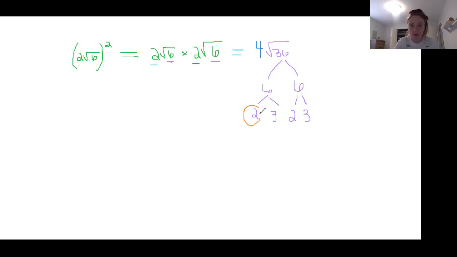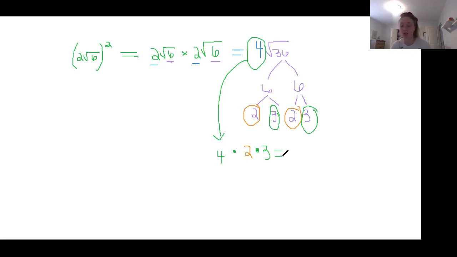I get 2 2's, so I can take a 2 out. I get 2 3's as well, 3 and a 3, so I can take a 3 out. So I have nothing left for inside the square root. And remember, don't forget about that last part, that 4 was already outside, so you also need that one. 4 times 2 times 3, I know 4 times 2 is 8, times 3 is 24.